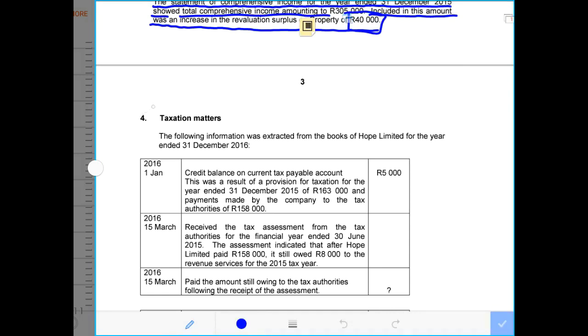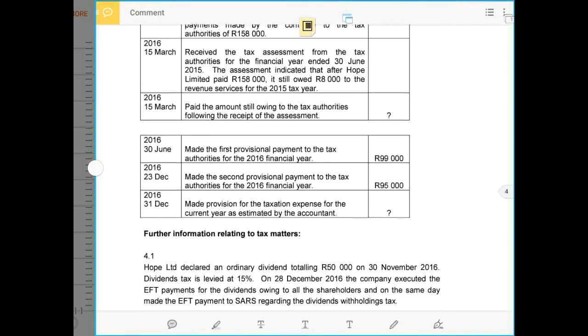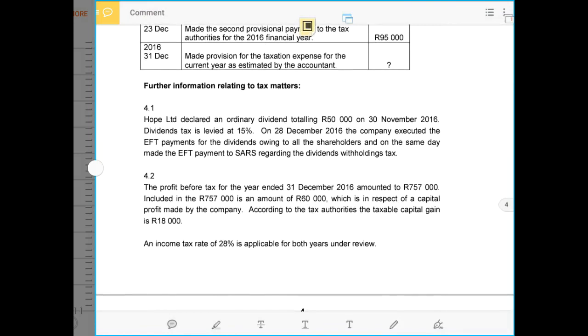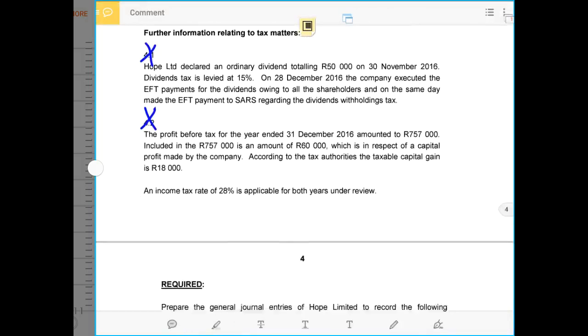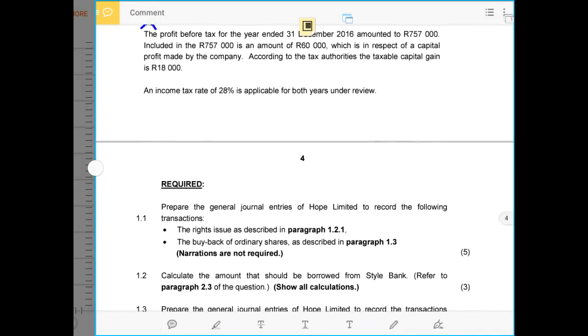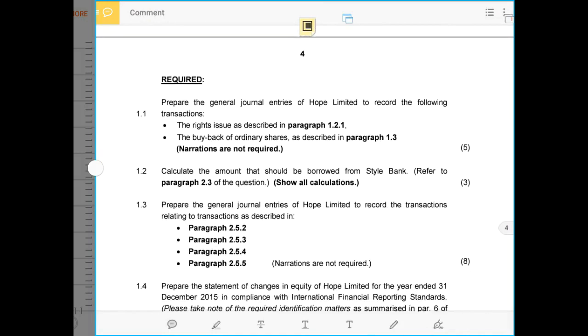The taxation matters, I will not do this because I want to focus only on the statement of changes in equity and the issues of shares. I will also not do the further part. I will do this later on. So now we go straight to the requirements and check what is required of us in this exercise.